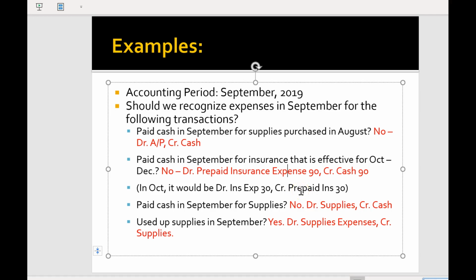And if you combine these two in October, you will see that your prepaid insurance account will have only $60 of balance on the debit side. That's exactly what it means. It means you have 2 months of insurance left. That's $60 because each month it's $30, right? You have 2 months left, November, December. So in October, your insurance balance will be $60 because you are subtracting the 30 from the 90.